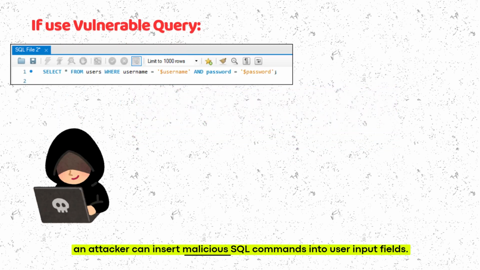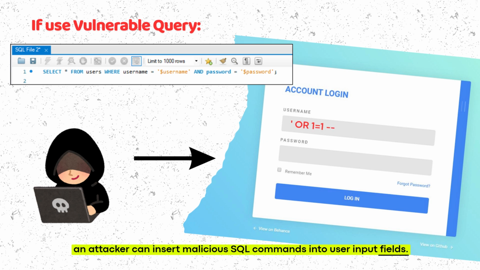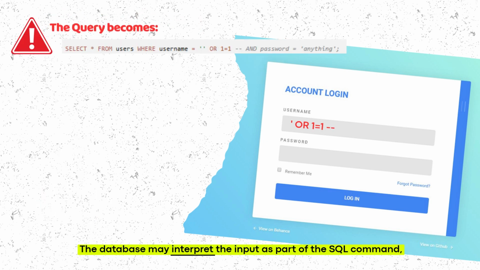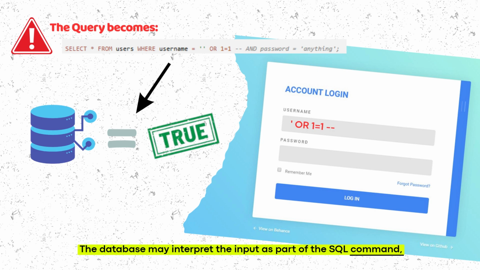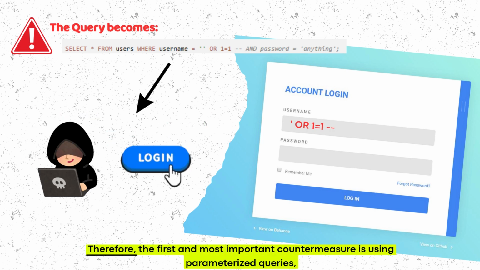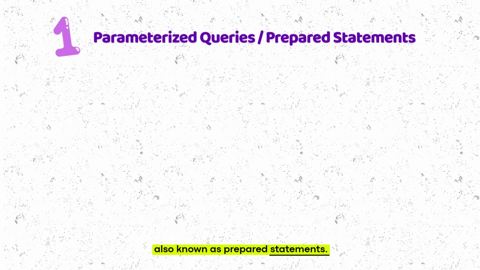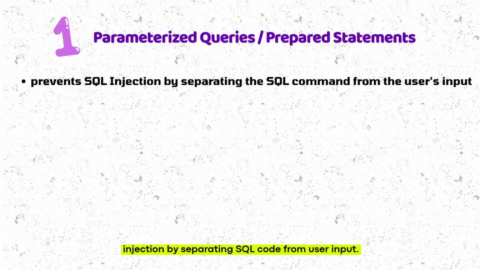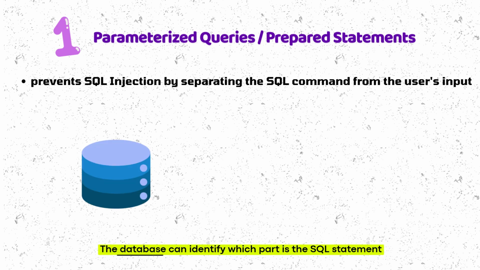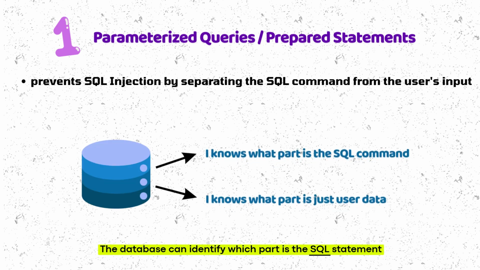If a vulnerable query is used, an attacker can insert malicious SQL commands into user input fields. The database may interpret the input as part of the SQL command, causing unauthorized access, such as bypassing the login system. Therefore, the first and most important countermeasure is using parameterized queries, also known as prepared statements. Prepared statements prevent SQL injection by separating SQL code from user input. The database can identify which part is the SQL statement and which part is only user data.